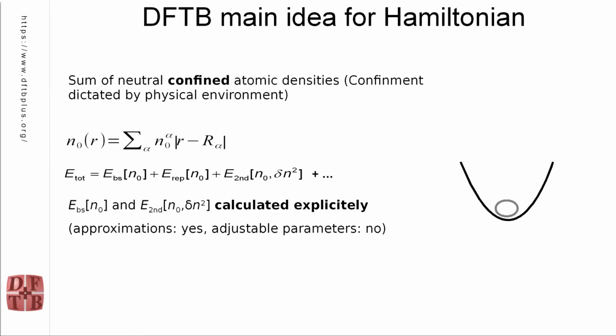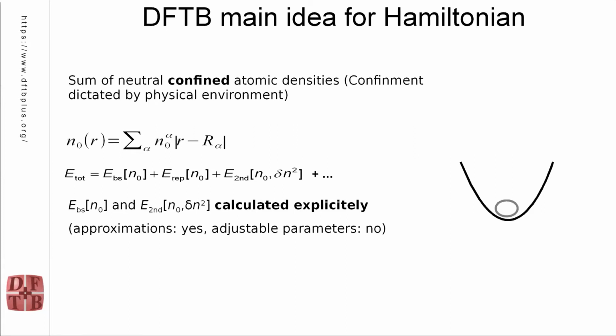And once you've got solutions for atoms there, you can then start to expand out the density of your more complicated system in those confined atomic densities. So you get an expression for the total energy, which depends on functionals of the reference density that you're building up for these neutral atoms, where you have a bound structure part and a repulsive part, and the series carries on out. And so you can calculate things that depend on the reference things explicitly and do this exactly within the constraints that you are dealing with, a reference density which is built up of neutral atomic systems.